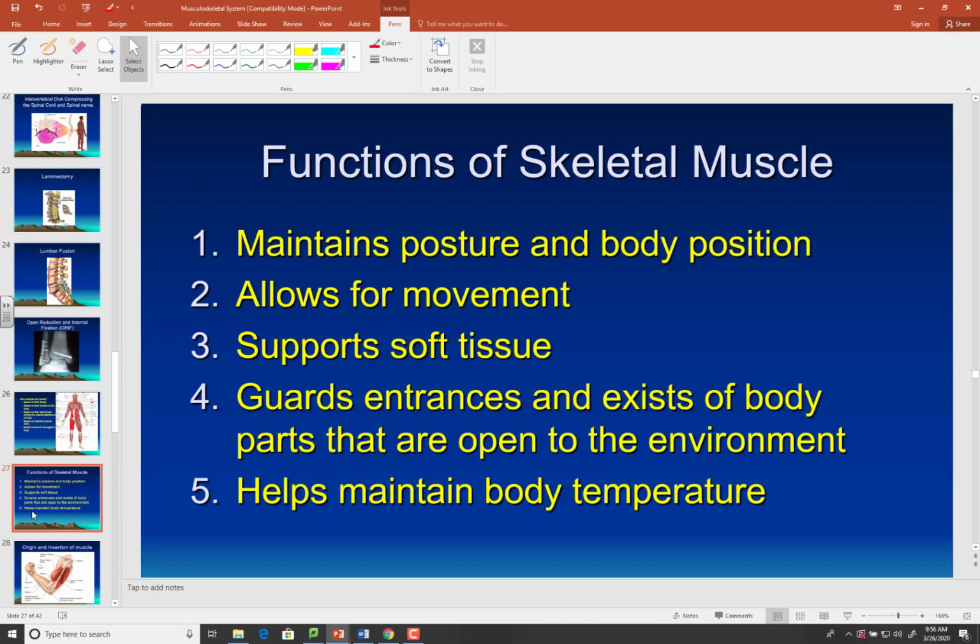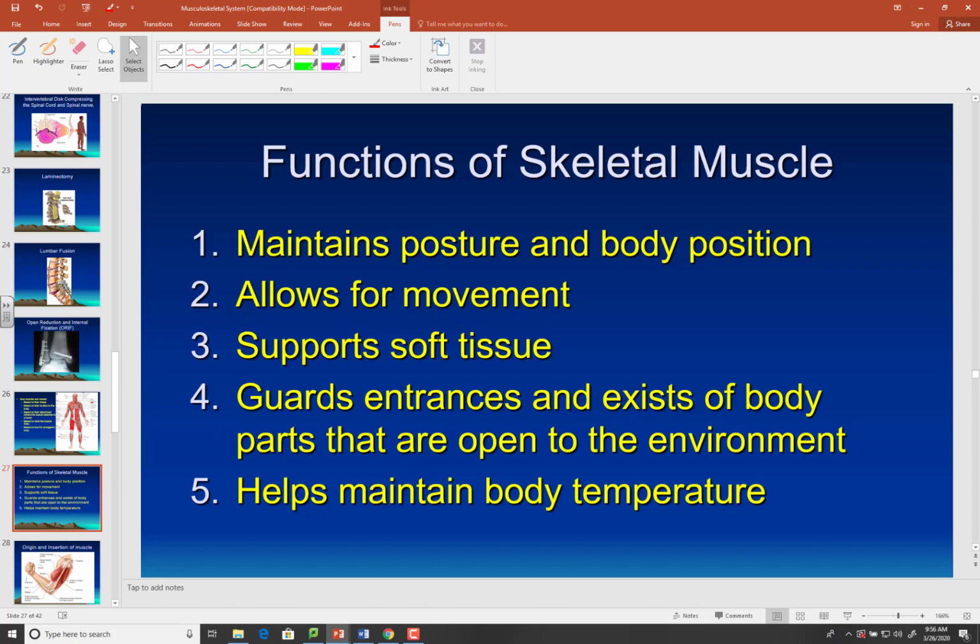hernia, for example, basically what has happened is your intestines have pushed through that muscular wall. And because those muscles contract, if the intestine gets pushed out through that little hole in the muscle, when the muscle contracts, it can actually cut off blood supply to that part of the intestine, and that's called a strangulated hernia, and those are bad for you. You don't want that. You want to go to the hospital.